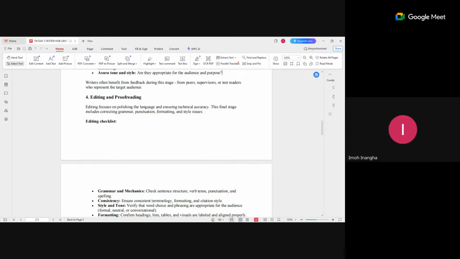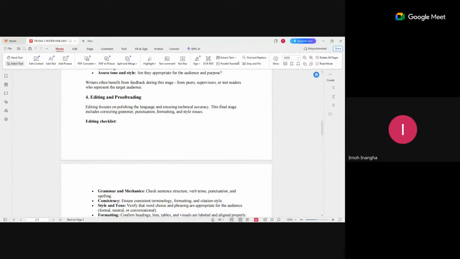Remember, you had the planning stage. You now have the drafting stage. You have the revising stage. And lastly, editing and proofreading.